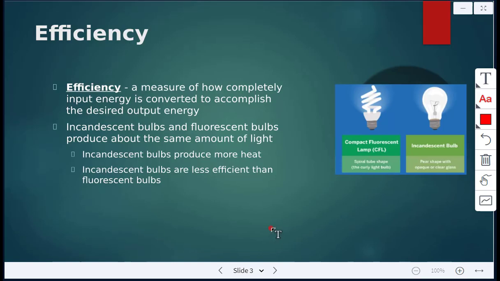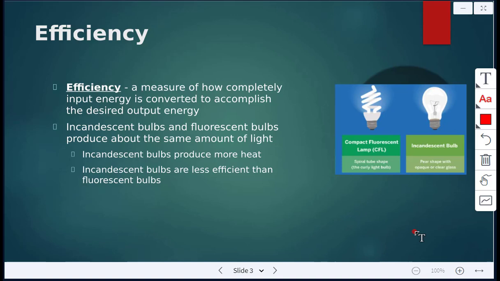So, efficiency is a measure of how completely input energy is converted to accomplish the desired output energy. All right, so it's very important here to note the desired output energy. So when we're looking at light bulbs, the desired output energy is the light. We want the light, but there are other forms of energy that are converted as well, for example, the heat energy.